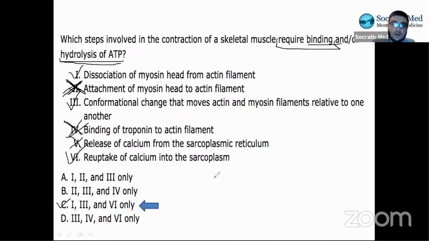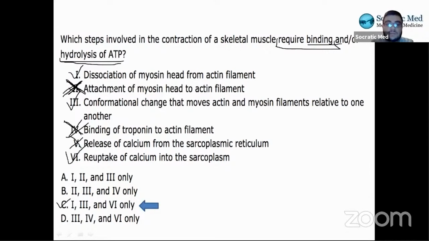2, 4, and 5. Okay. Like I mentioned, 2, attachment of the myosin head to the actin filament. This does not require ATP necessarily, or hydrolysis of ATP. For example, you can be attached to the myosin head and actin filament without ATP being involved. You can also, even when you have ATP, be very weakly bound to it. You just need hydrolysis to continue into the power stroke.